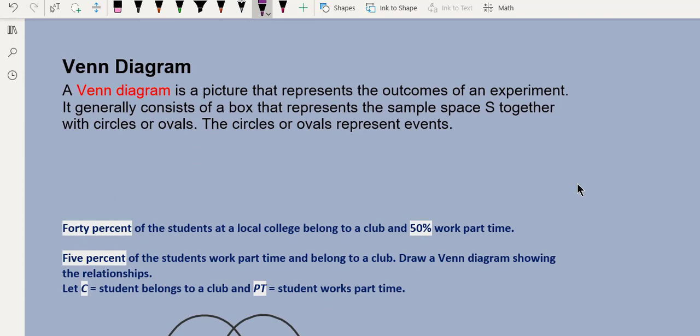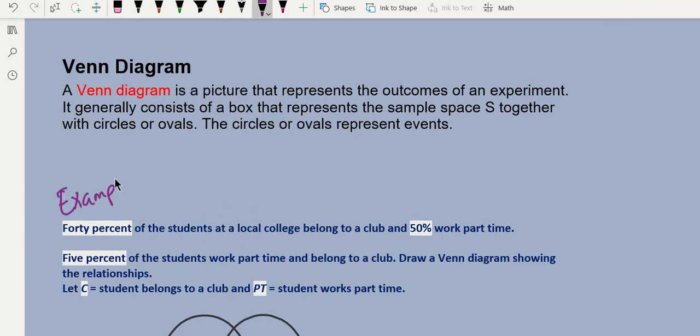All right? So, Venn diagrams, if I move quickly on to the next part. A Venn diagram is a picture that represents the outcome of an experiment. Right? It generally consists of a box that represents the sample space S together with two circles or ovals. Well, let me not say two. It could be two, it can be three, it can be four. The circles and ovals represent the events. Okay, so let's do an example. I forgot to type example.